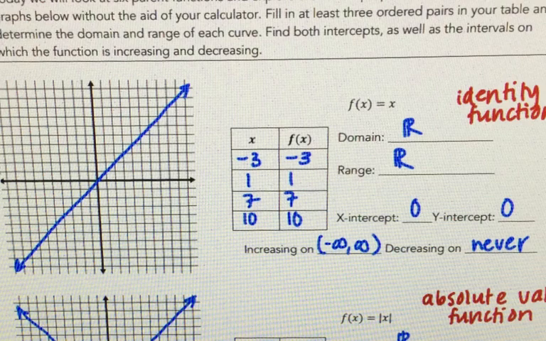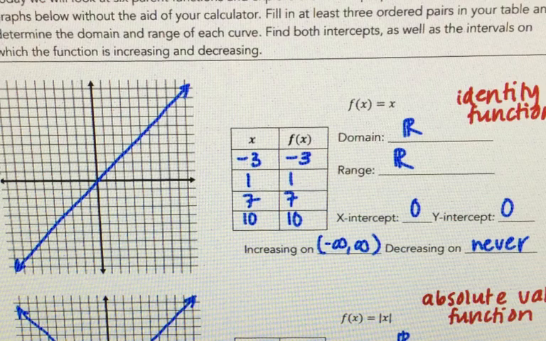X-intercept, cross the x-axis at 0, cross the y-axis at 0. So the origin is both intercepts. And then we kind of talked about the increasing, decreasing, constant. When you're asked for increasing, decreasing, constant, you always read it like a timeline, from left to right.